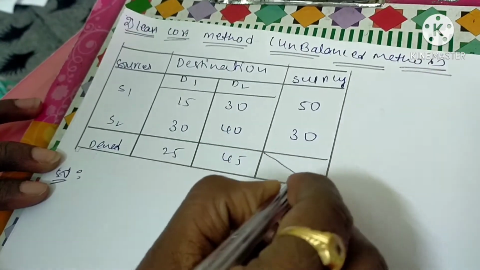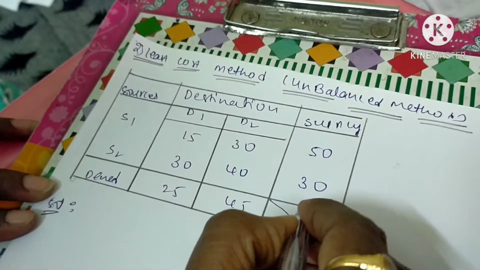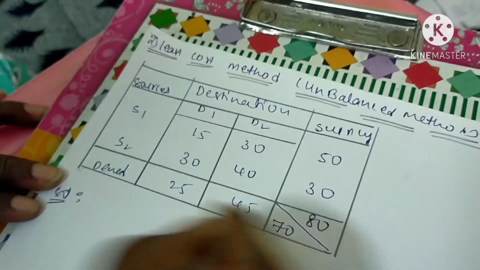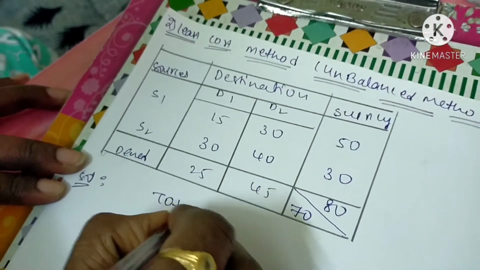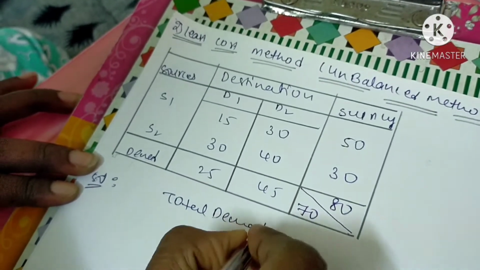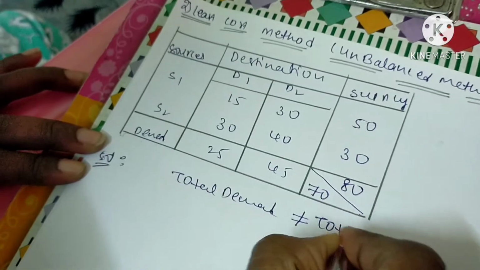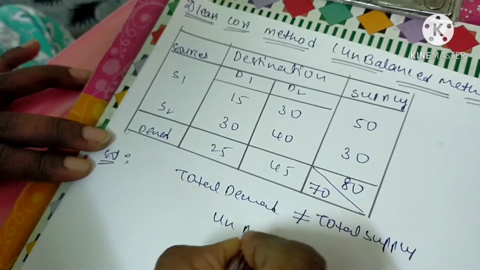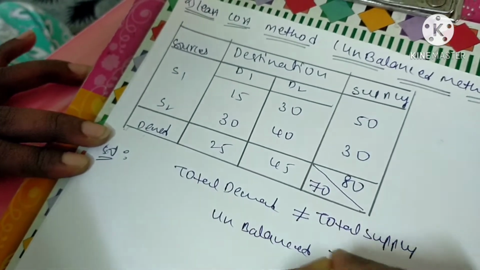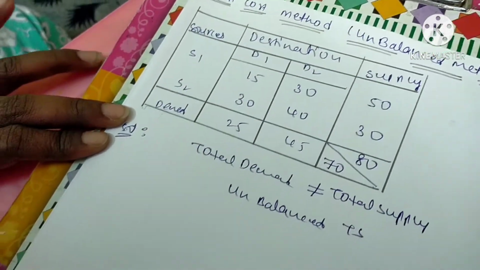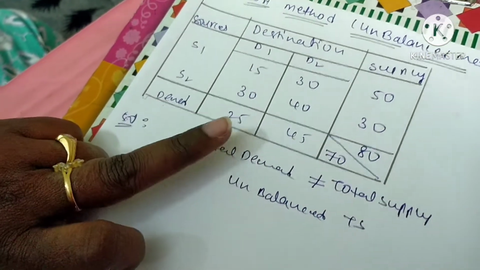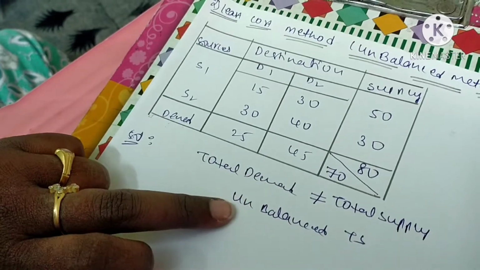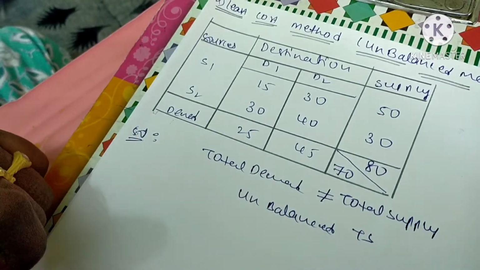Check here. Total supply is 80 and total demand is 70. Total demand does not equal total supply, which means it is an unbalanced transportation problem. You have to convert this unbalanced problem into a balanced one based upon the demand and supply. Here you have to add some dummy rows or dummy columns.